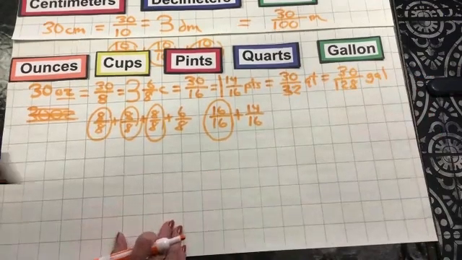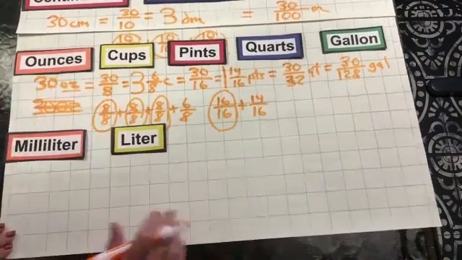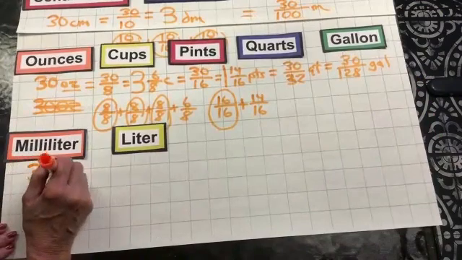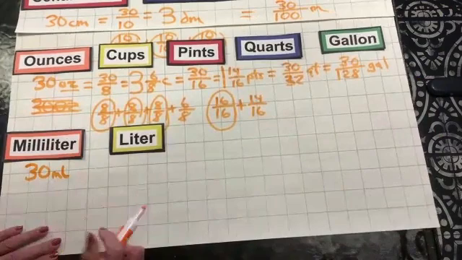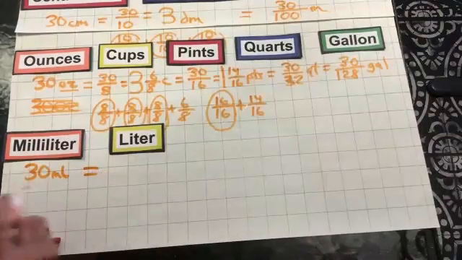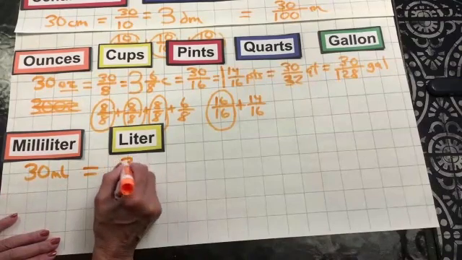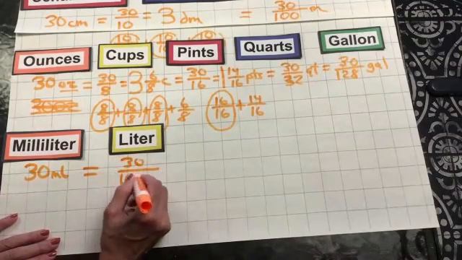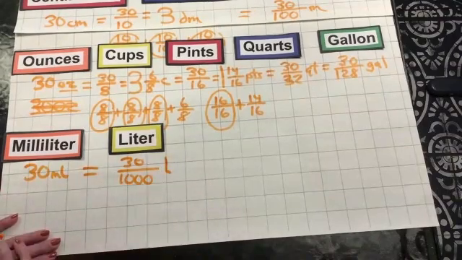All right, metric liquid measurement, milliliter and liter. We have 30 milliliters. And remember, again, write these little letters a little smaller. That way you can tell if it's a number or a letter. And then that would be 30 out of 1,000, which is 30 thousandths of a liter.